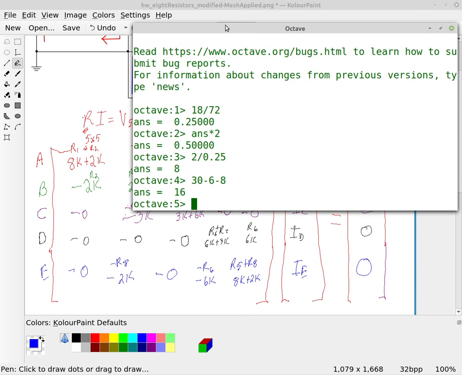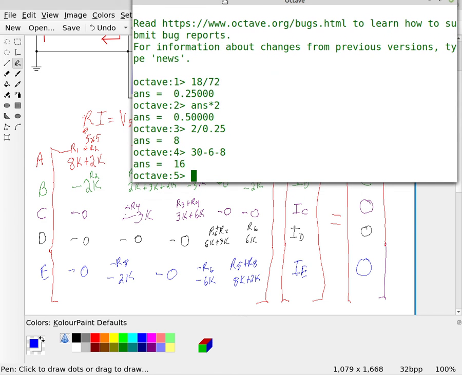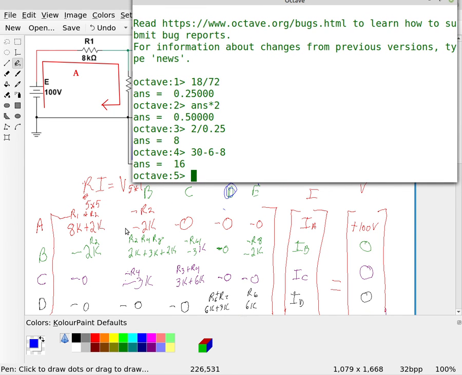And let's see if I can fit them both on the screen here. It's going to be a little bit complicated, but I can scroll down and do the first row first. So I'm going to have my resistance matrix is equal to bracket 8 plus 2.